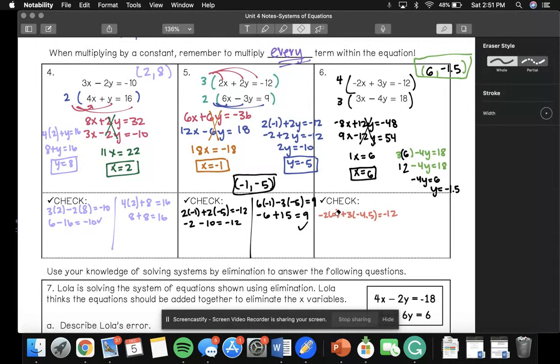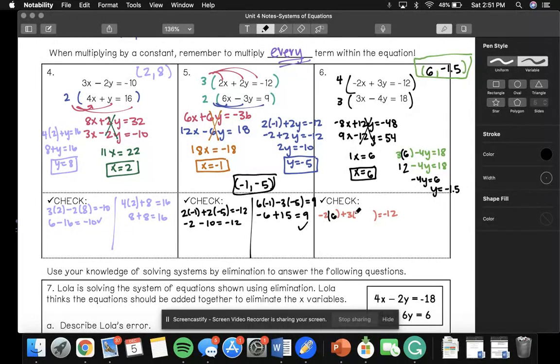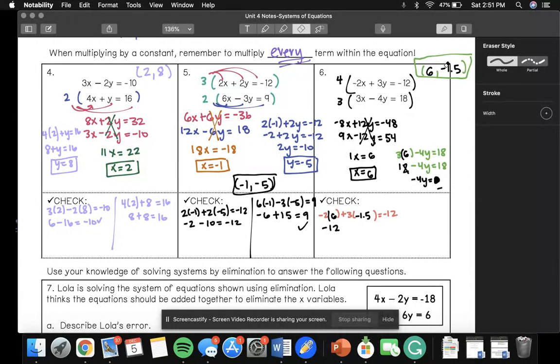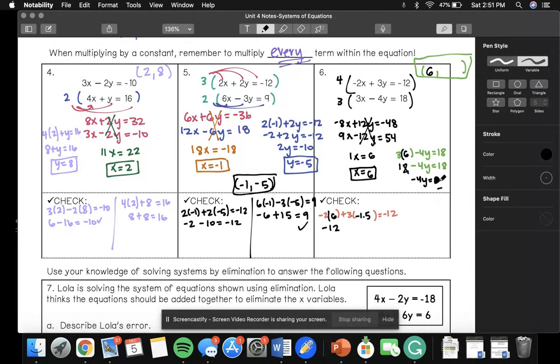Okay, so let's see if that is the right answer. Negative 2 6s, negative 3 times 1.5 would be negative 4.5. Oh my gosh, I can't do math today. 3 times 6 is 18. That would be... Sorry guys, I can't do math and I'm not going to change my video. So you guys are just going to learn that it's okay to make mistakes.